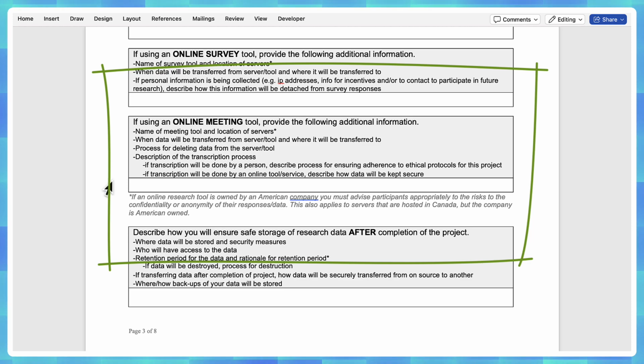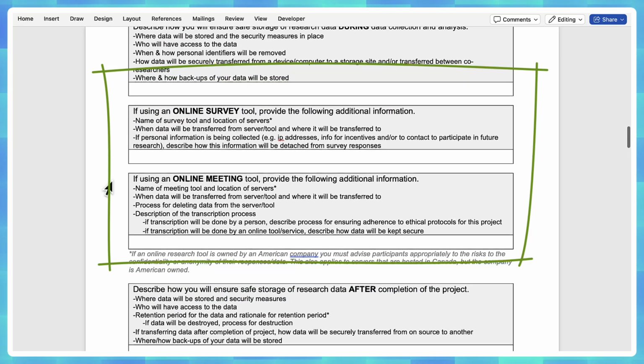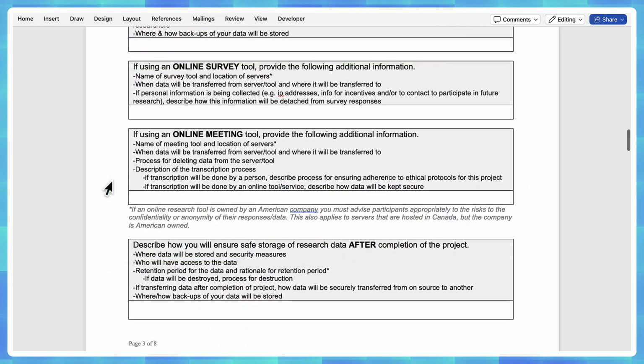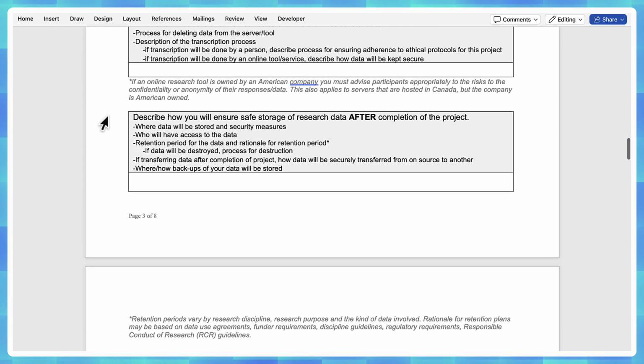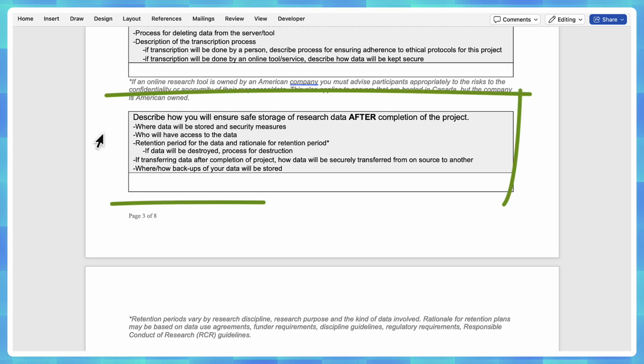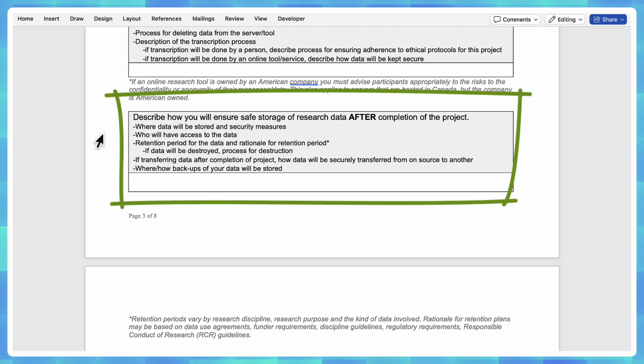So that is that. We're still in secure storage of data, and we have this follow-up with very similar questions, but we want to know your plans for the storage of the research data after the completion of the project. This is just the research data, and as you can see, similar questions. Where will you store the data? And this is after the completion of the project.